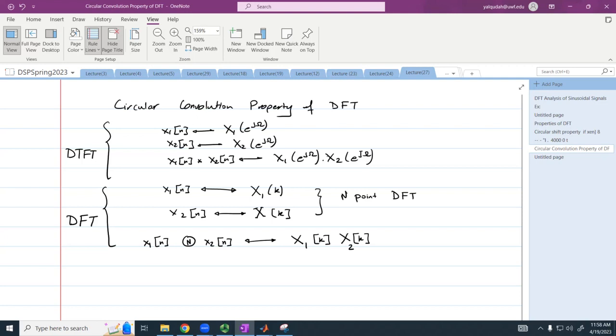Make sense, everybody? So in the discrete time Fourier transform, if I do convolution in the time domain, it's equal to the multiplication of the discrete time Fourier transforms. In the discrete Fourier transform, if I do circular convolution, the discrete Fourier transform is going to be the multiplication.